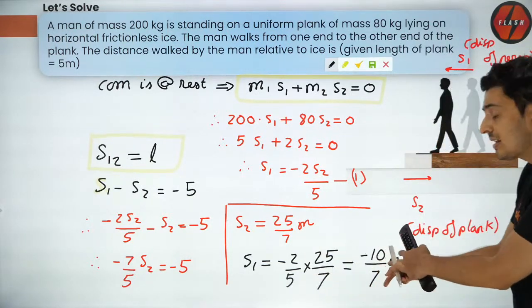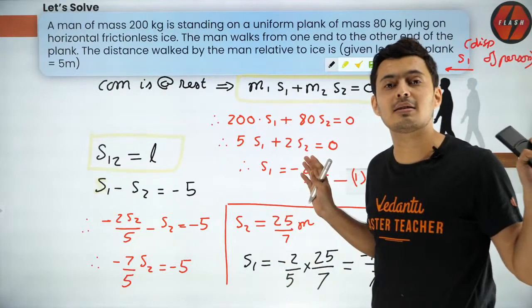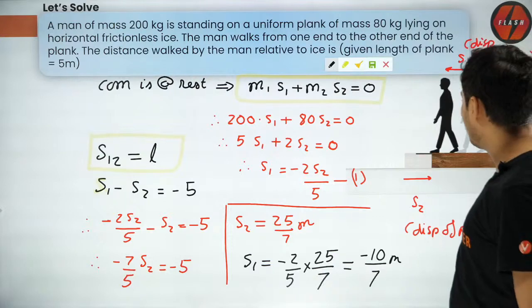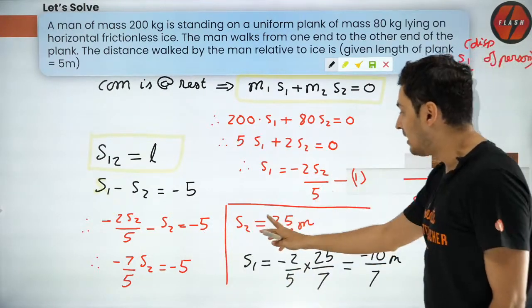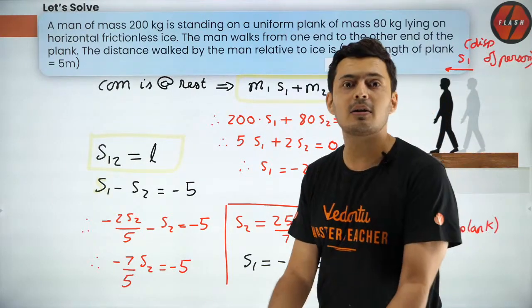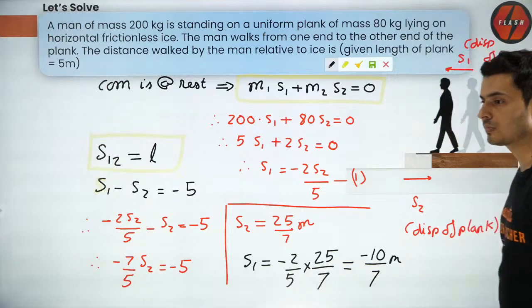Now I got the answer as negative. What does it mean? You will automatically get the answer as negative. You don't have to apply any brains. This negative means the person's displacement is towards the left side, and S2 being positive means the plank has moved towards the right side. So this is really wonderful. You don't have to do anything. Automatically the answer comes in signs also.